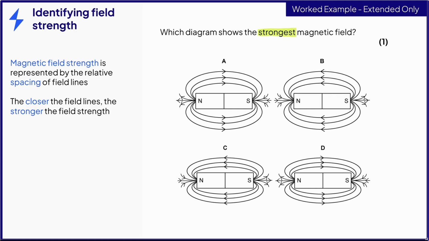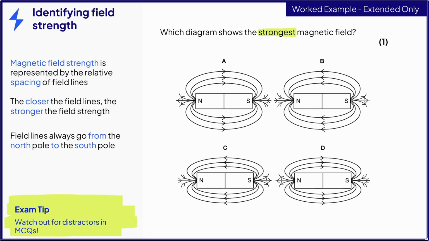We can see here that the field lines in diagrams C and D are closer together than the field lines in diagrams A and B. But watch out for the distractors. Distractors are answer options that are very similar to the correct answer, and they are designed to catch you out. Don't fall for it. Can you see what the distractor is here? Well, we know that field lines always go from north to south. Diagrams B and C have their field lines going from south to north, so we can discount these answer options. Therefore, the diagram that shows the strongest magnetic field is D.